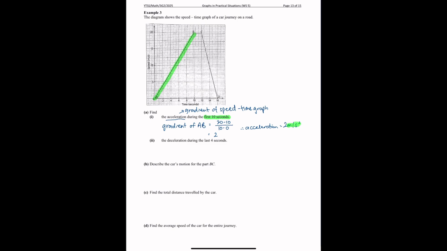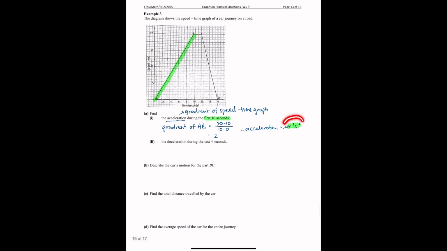Do note for the units here, you just need to see speed is meter per second, and then because you're dividing by time, which is in seconds, hence it is meter per second square. Okay, so speed is in meter per second, time is in seconds, so meter per second divided by second, you will get meter per second square.